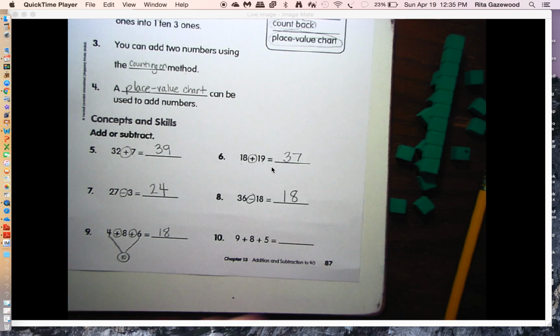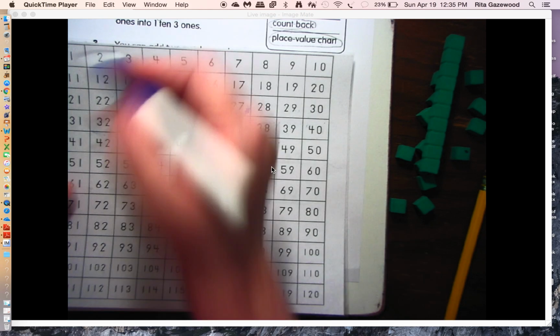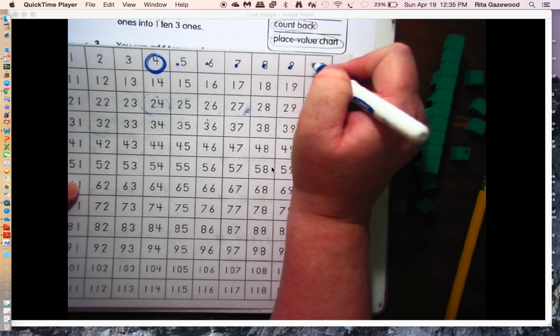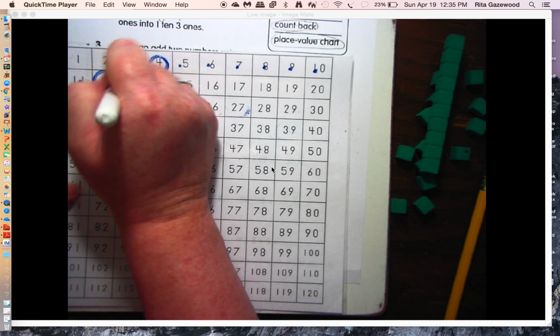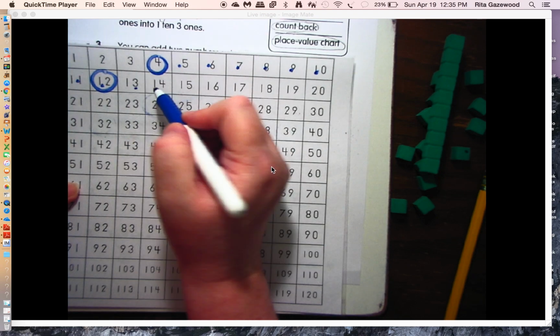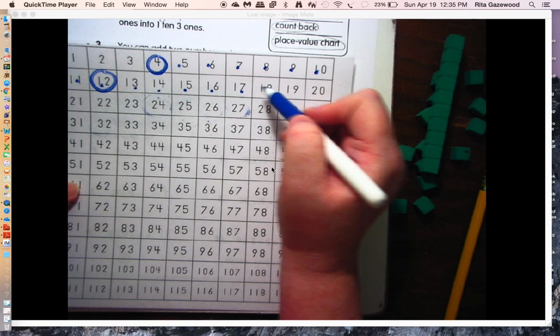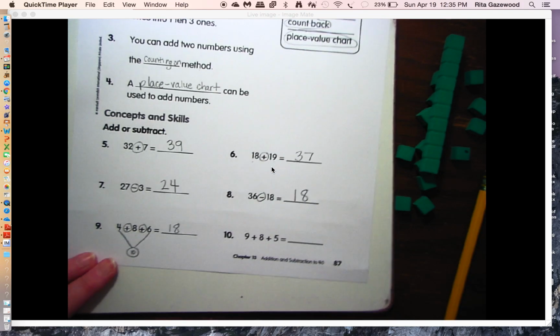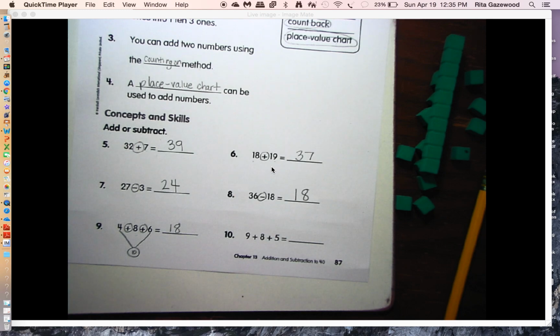Now I want to double check that using my counting on strategy, because it's always good to double check. So 4, 8, and 6. I've got 4. I'm going to count up 8. 1, 2, 3, 4, 5, 6, 7, 8, plus 6 more. 1, 2, 3, 4, 5, 6 equals 18. Is that the answer I got? Sure enough, I got it.